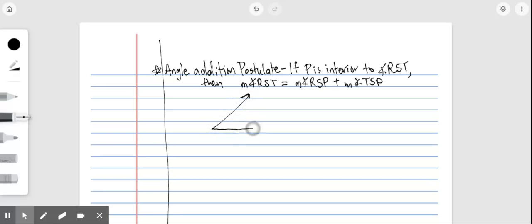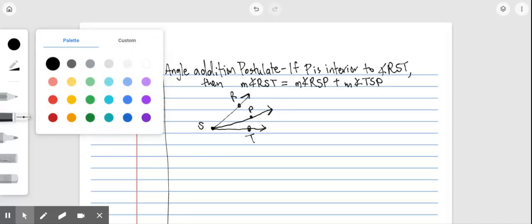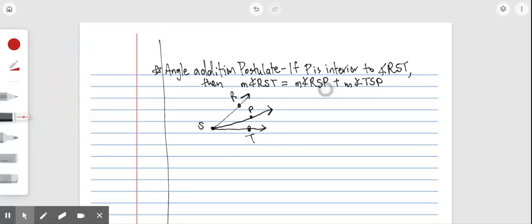All right, here I've got S, I've got R, I've got T. That means that P is somewhere in the middle. Doesn't matter where, as long as it's somewhere inside. And then this says that if I've got the first angle, RSP, plus the second angle, TSP, then all together they're going to equal the total angle, the big one, RST.